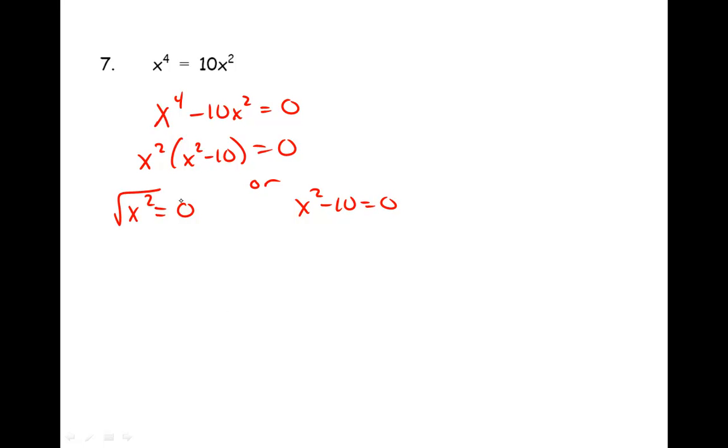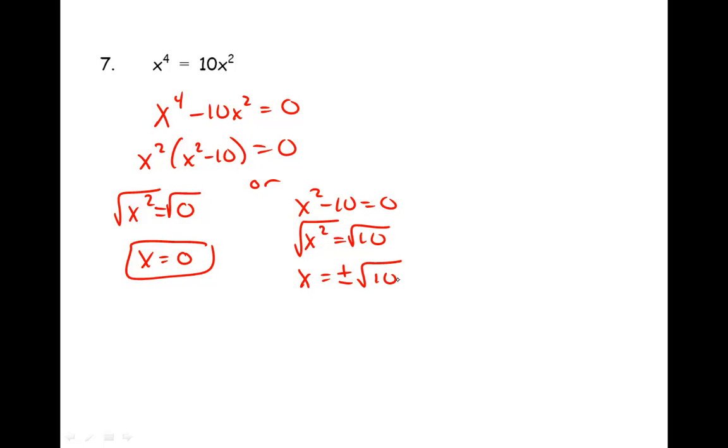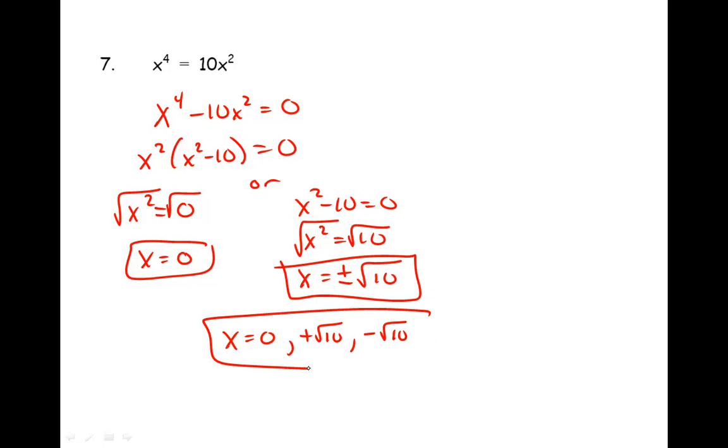So we could take the square root of x squared is equal to 0, but in the end we're going to get x is equal to 0. Over here we add 10 to both sides. Then we take the square root. Whenever you take the square root of an equation, you've got to add plus or minus. So x is equal to 0, or positive root 10, or negative root 10. You could also just say plus or minus root 10.